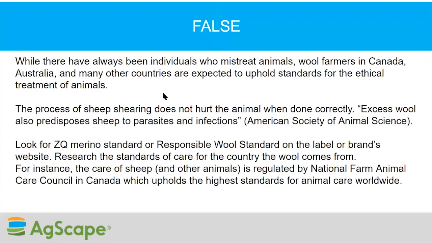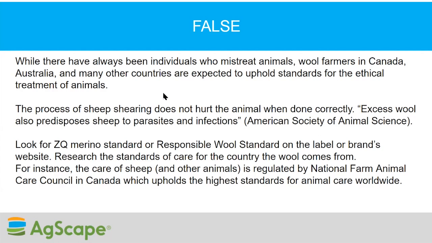Okay, however, if you are concerned about it, you can always look for the ZQ Merino standard or responsible wool standard on the label or the brand's website. And then, of course, research the standards of care for the country that the wool comes from. So, for instance, the care of sheep as well as other animals is regulated by the National Farm Animal Care Council in Canada, which upholds the highest standards for animal care worldwide. Now, I do say just research where your wool is coming from. Even Canadian wool is a really excellent product, but we export so much of it. We export so much more than we keep.